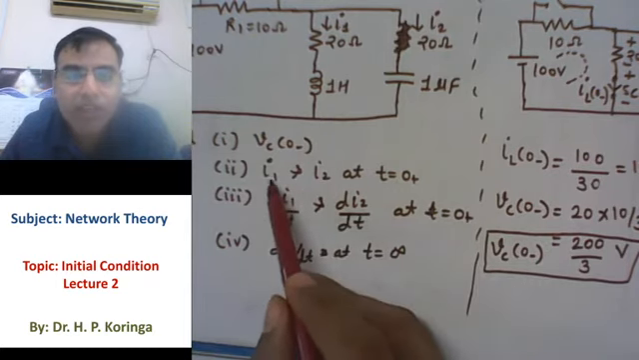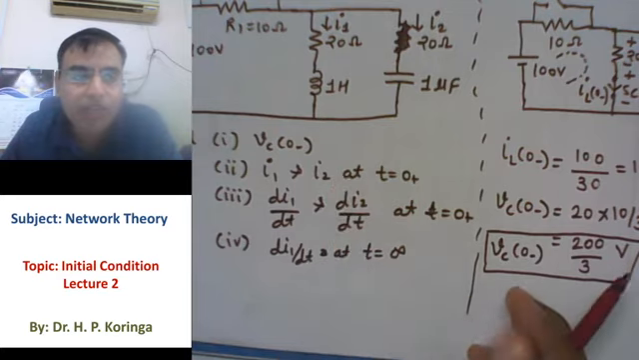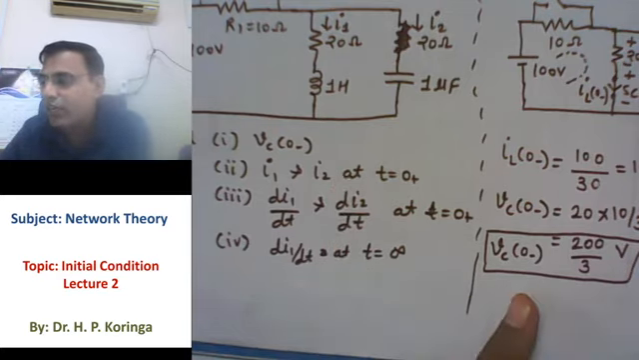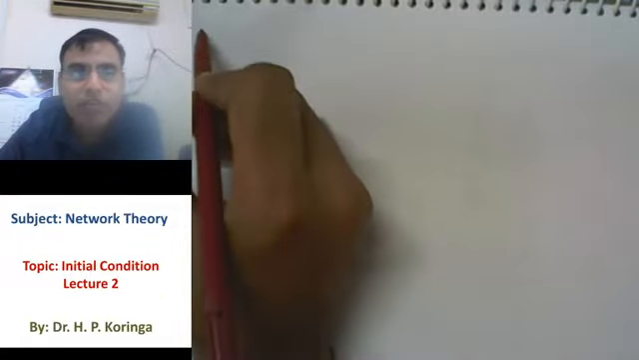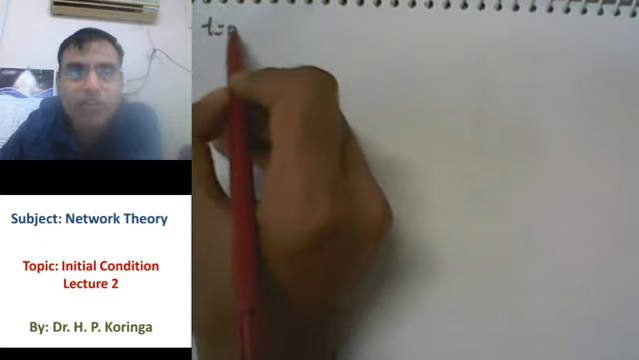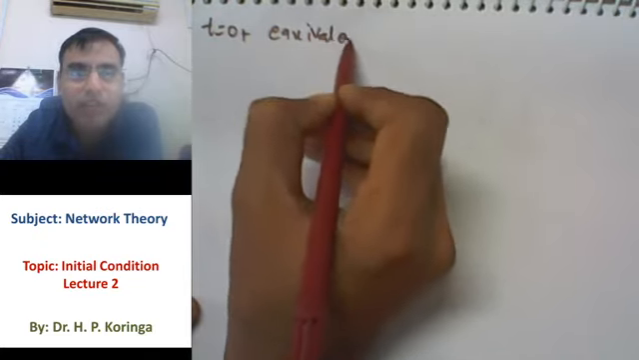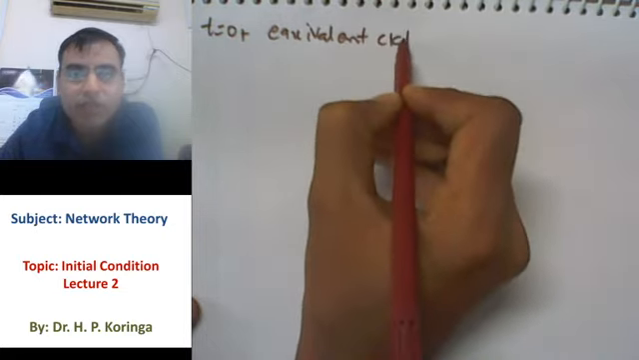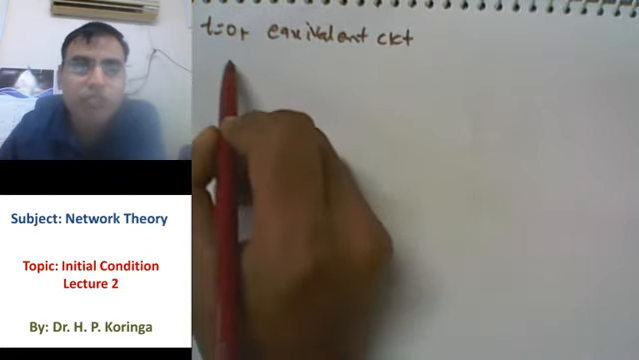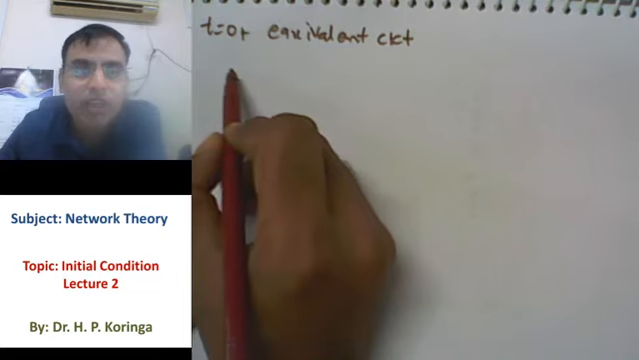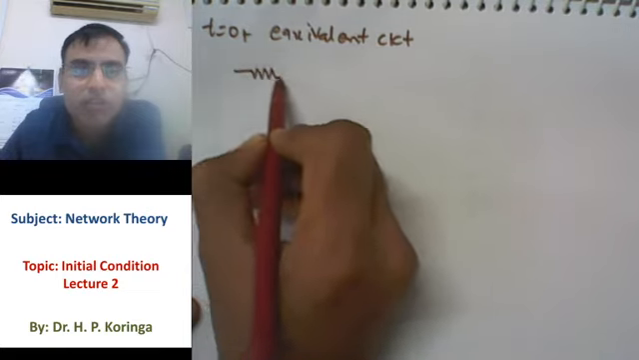Now let's find the other answer, I1 and I2 at t = 0⁺. To find that, we have to draw the network at t = 0⁺ times. So let me draw the equivalent circuit at t = 0⁺. At t = 0⁺, the switch works as a closed switch.